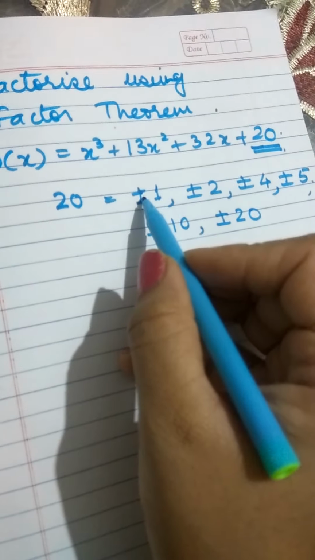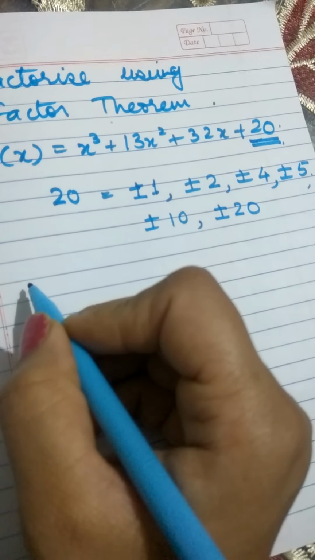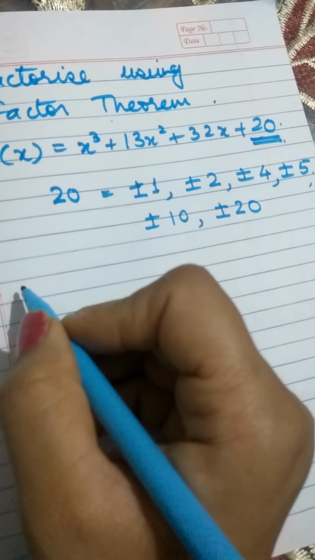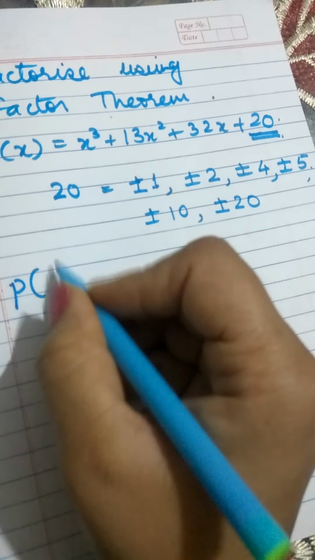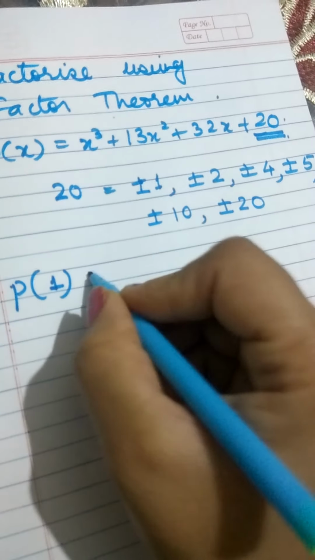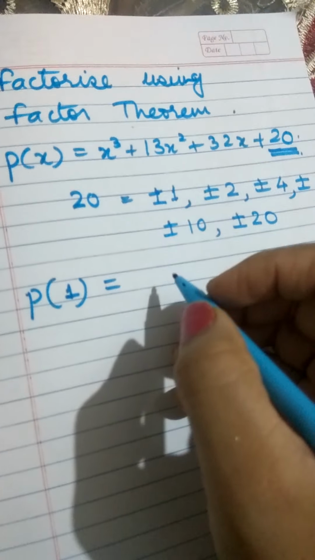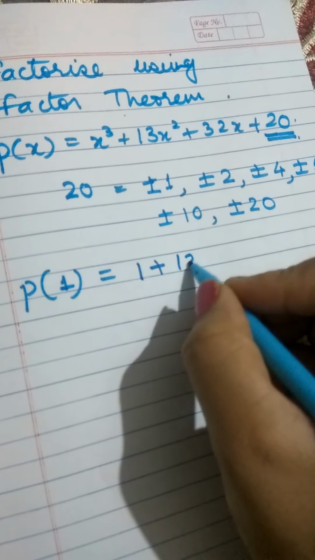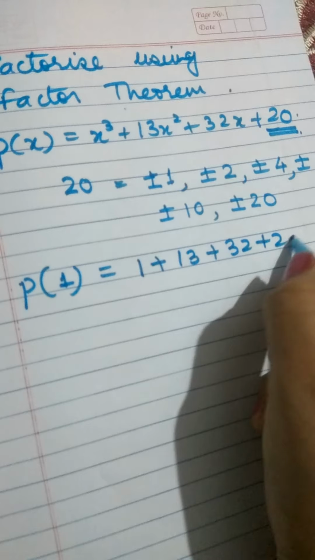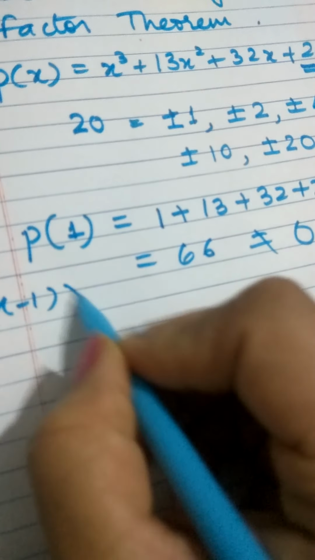So that means if plus 1 is a factor of p(x), then x minus 1 will be a factor of p(x). So I have to put the value of 1 here. And by remainder theorem, if the remainder comes out to be 0, yes, it will be a factor. So let me put the value of x as 1. So it will be 1 plus 13 plus 32 plus 20. This is not coming out to be 0 because all are positive numbers. So that means x minus 1 is not a factor.